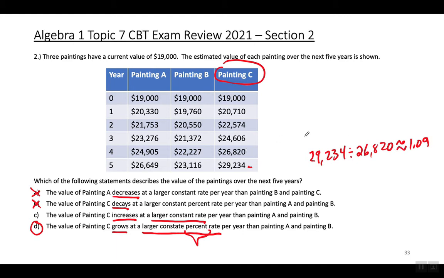Now, if I do the same thing with 26,820 divided by the one before it, which is 24,606, I'm going to get, again, approximately 1.09. If I check that for all of these, dividing by the one before, you'll get 1.09 for all of these. So this is increasing by a constant percent rate. You have to know that because maybe for this question it's not really necessary, but there are others coming up where you're going to have to do this. So the sooner you understand that, the better.